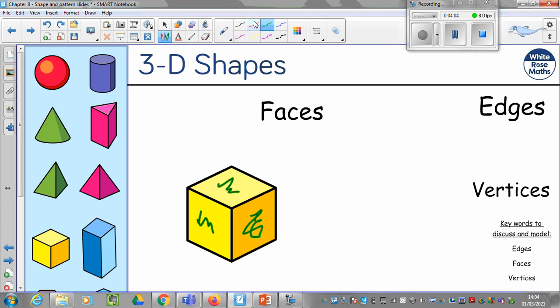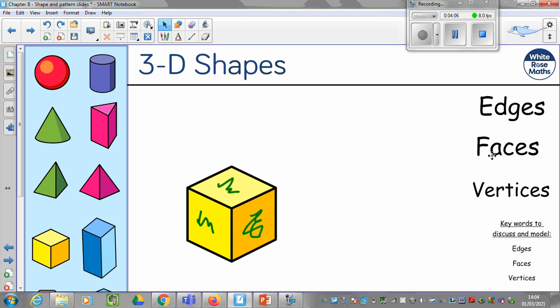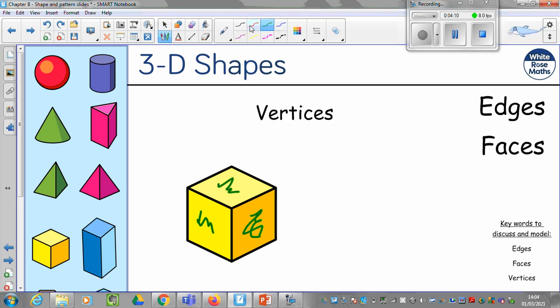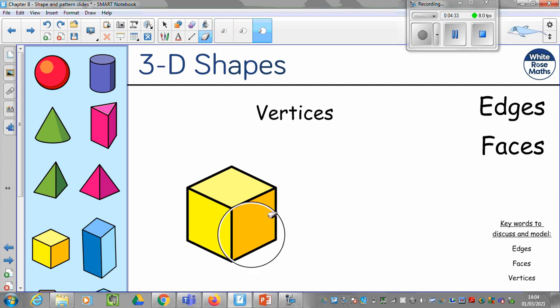And then last but not least, I want you to talk about the vertices. And the vertices are basically these points here. It is the corners. They tend to be a little bit spiky on our 3D shapes. And that is when all of the corners come together. It's where the corners meet, okay? The corners of the faces meet the ends of the edges, okay? So those are our 3 key terms.